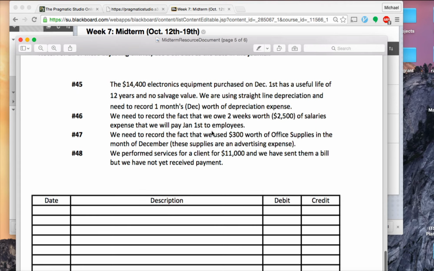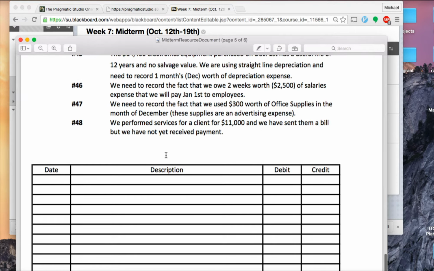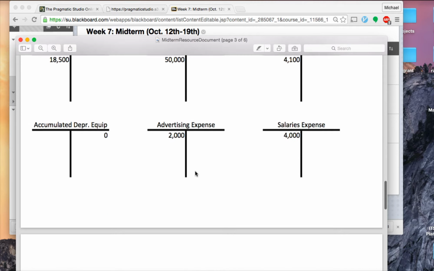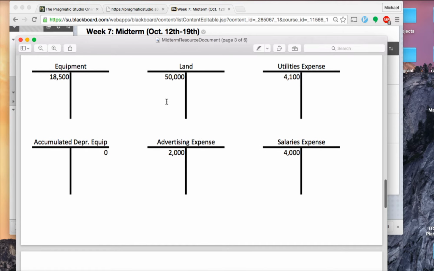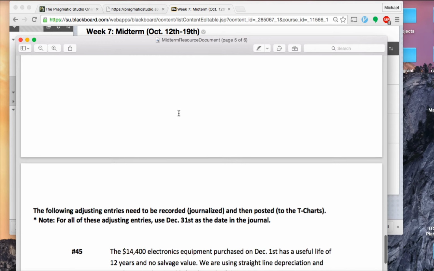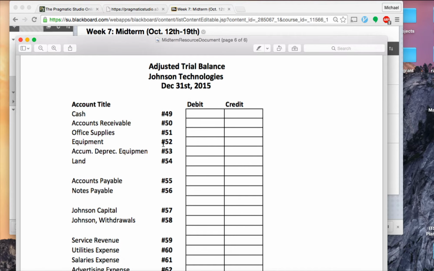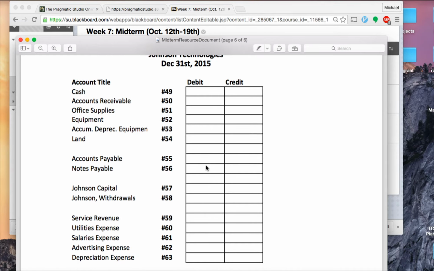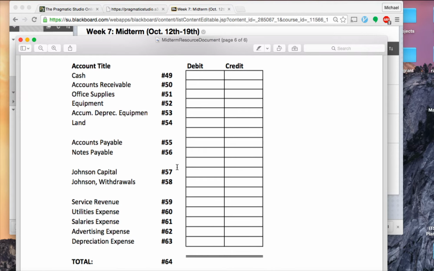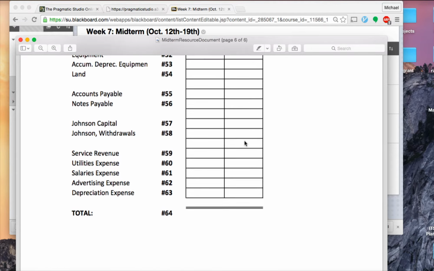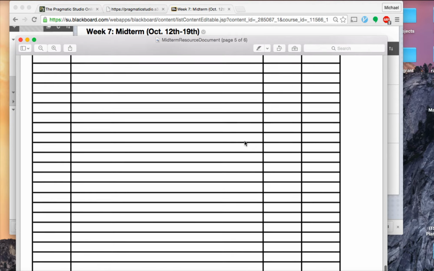And then you'll go through and do some adjusting journal entries, so some more entries here. After you do those, you'll want to transfer any balances from those entries again back to your T-charts, and you'll get some new balances on some of those T-charts. And using those new balances, you'll go through and do the adjusted trial balance. Again, make sure you've done your adjusting entries and posted those to the T-charts that you already started before you do the adjusted trial balance. But you'll again fill out either the debit or the credit side of that. Okay, so those are all the pages of the resource document.